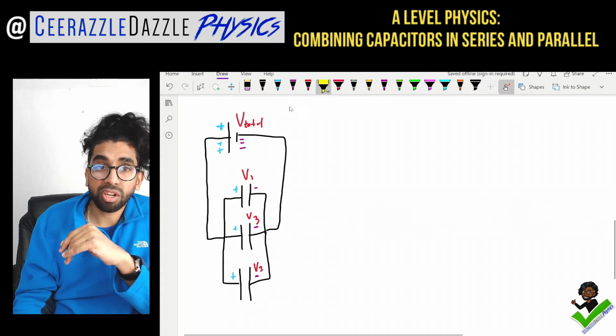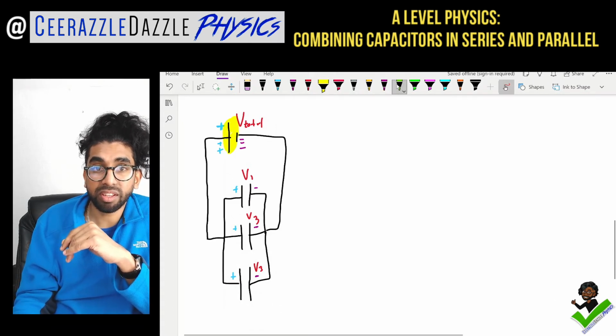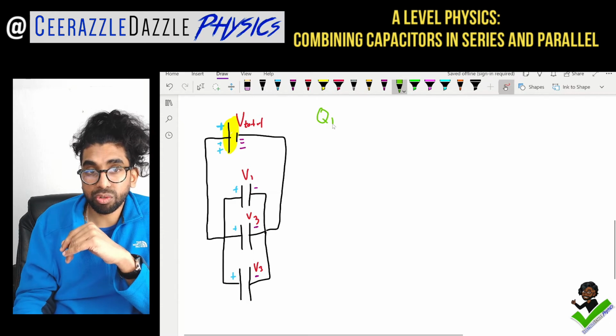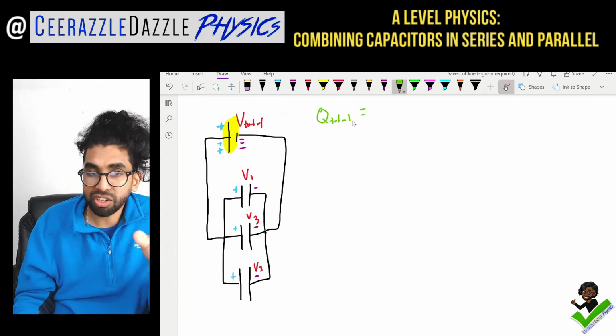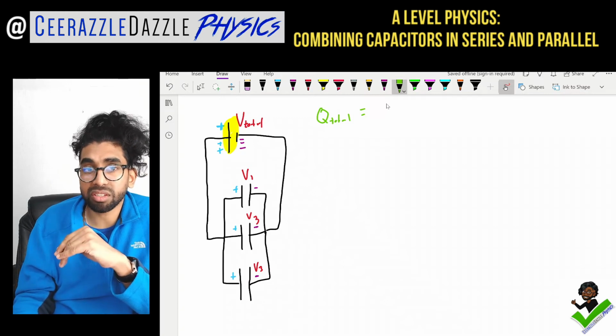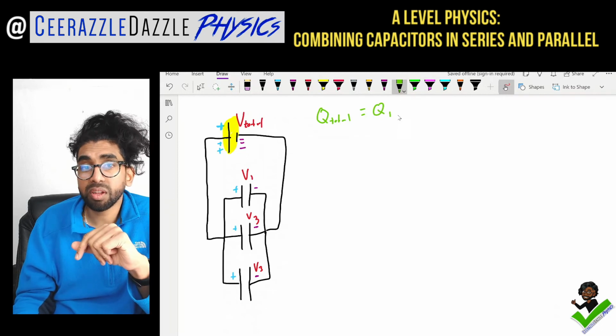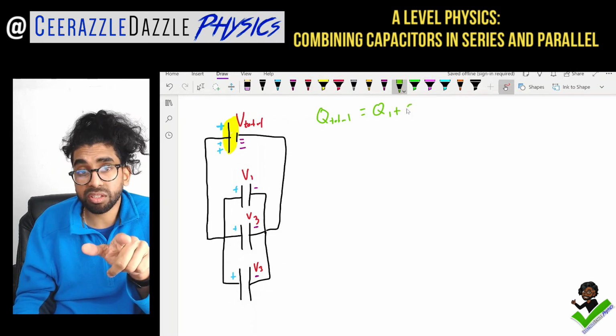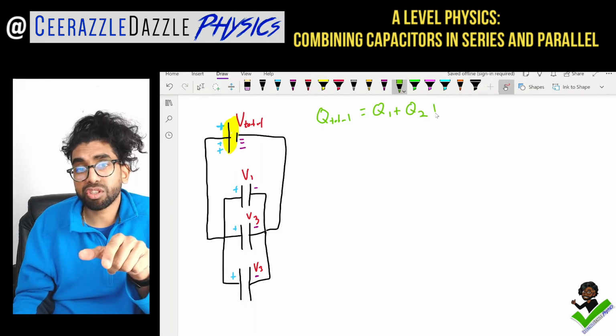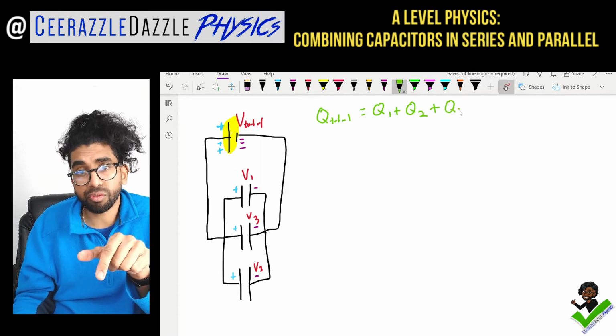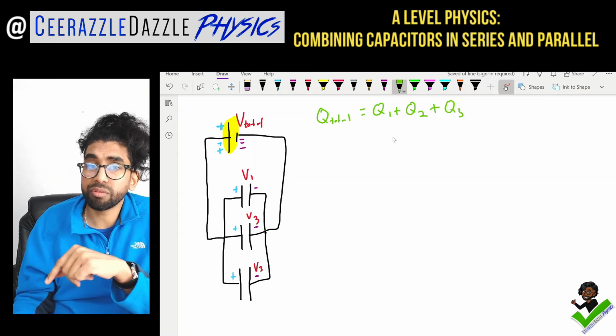So let's just talk about the charge here. Let's say the charge going in, let's call it the charge in total. That will be equal to the addition of all the charges across all the capacitors. That'll be equal to the charge across the first capacitor, Q1, plus the charge across the second capacitor, Q2, plus the charge across the third capacitor, Q3. Adding all three of them, 1, 2, and 3.